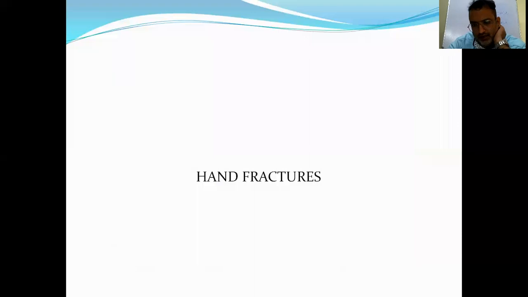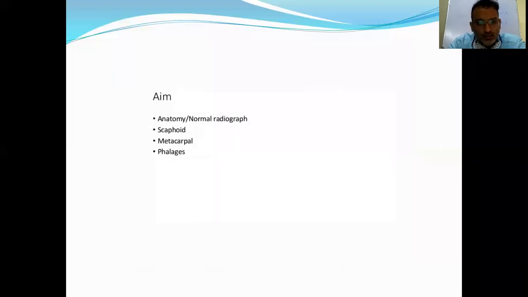Coming to hand fractures, I'm just going to stress upon hand fractures. What is the aim? What are the hand fractures which are important? What are the parts of a hand? Metacarpals and phalanges. Scaphoid fracture is one of the important hand fractures.